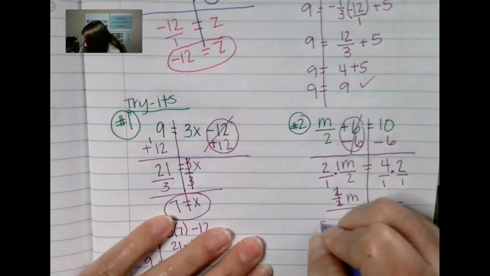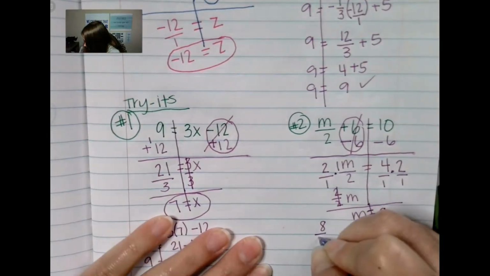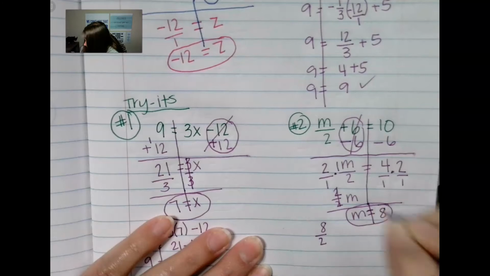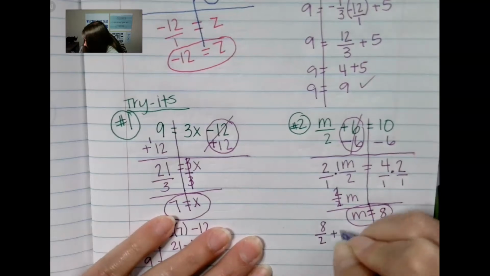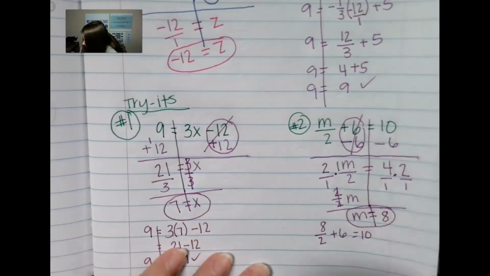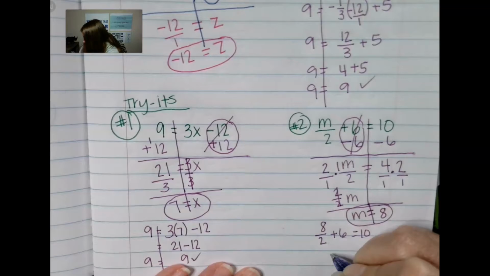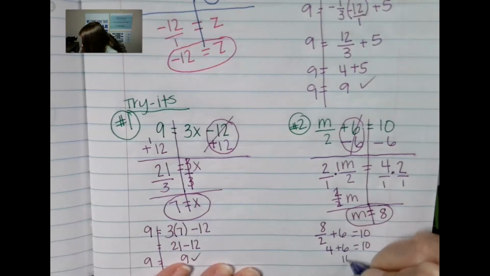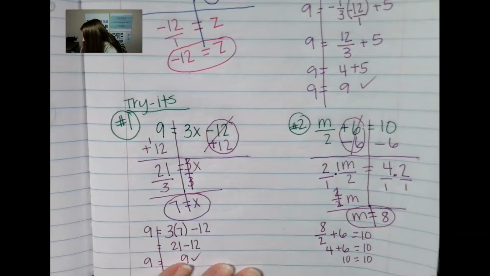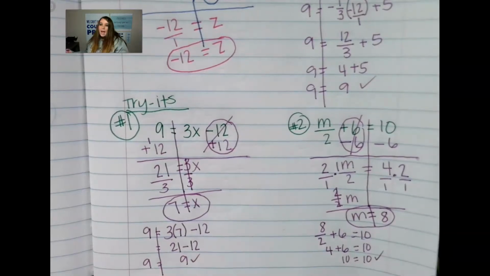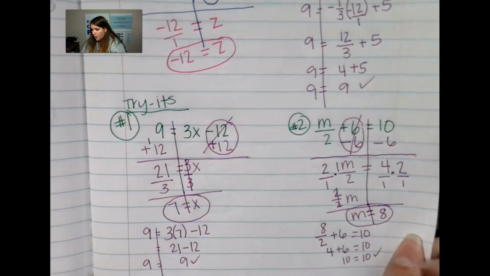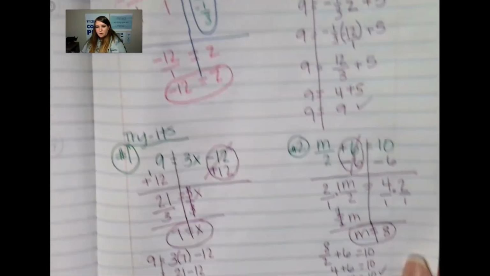So now this should say 8 over 2 plus 6 equals 10. 8 divided by 2 is 4. 4 plus 6 equals 10, and 10 is equal to 10. It totally checked out.